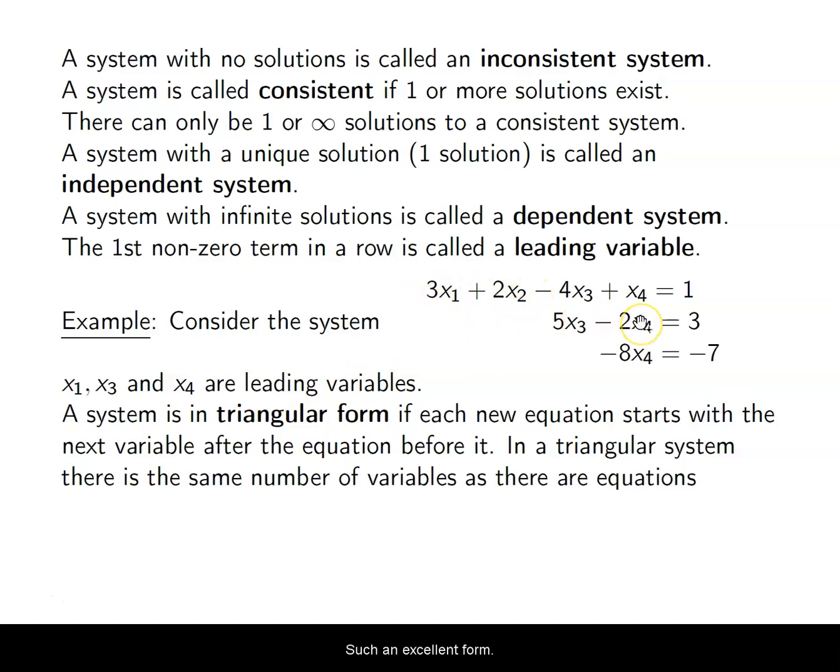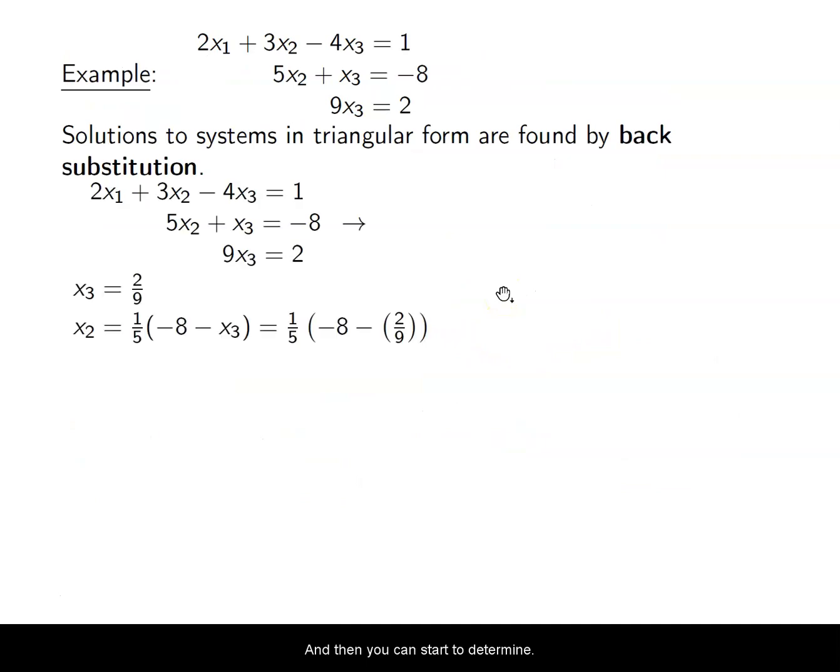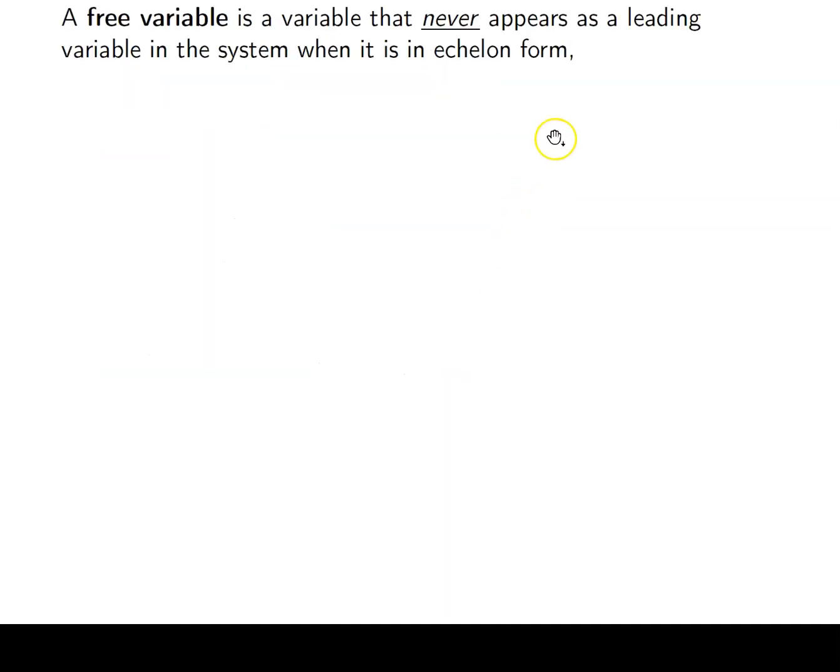So if you're in echelon form and one of your variables is not a leading variable, it will be a free variable. It has to be in echelon form though. If you are not in echelon form, you cannot determine which variables are free variables, if you have them at all. It has to be in echelon form, and then you can start to determine if you have a free variable or not.